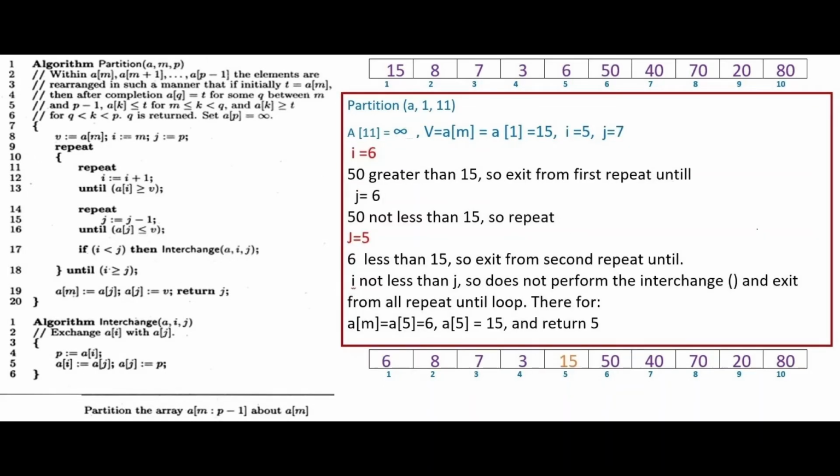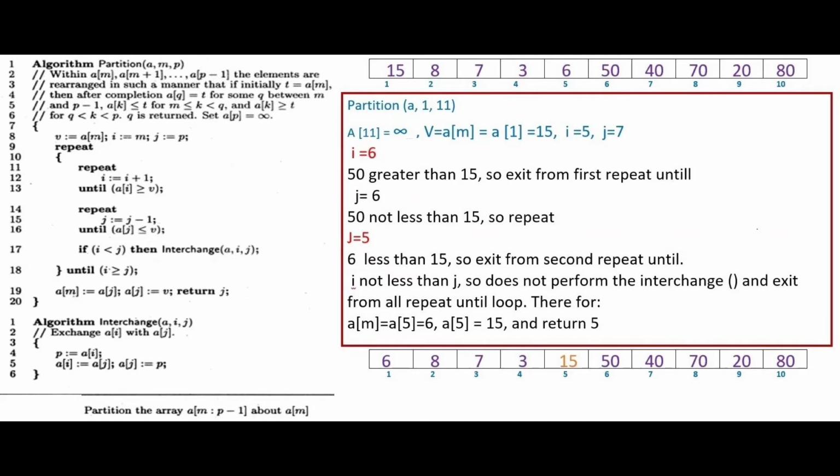Now we enter into the first repeat until. The current value of I is equal to 5. Then new value of I is equal to 6. I is equal to I plus 1. I is equal to 6. Until A of 5 greater than or equal to V.